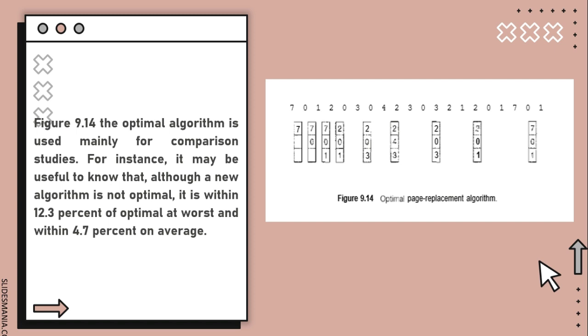So the reference to page 2 replaces page 7 because 7 will not be used until reference 18, whereas page 0 will be used at 5 and page 1 at 14. The reference to page 3 replaces page 1 as page 1 will be the last of the 3 pages in memory to be referenced again, with only 9 faults.